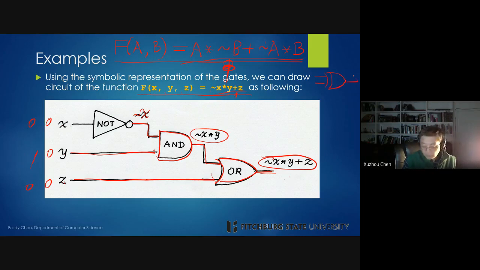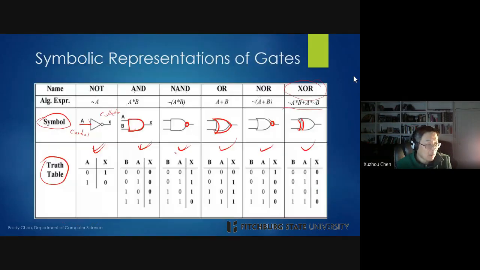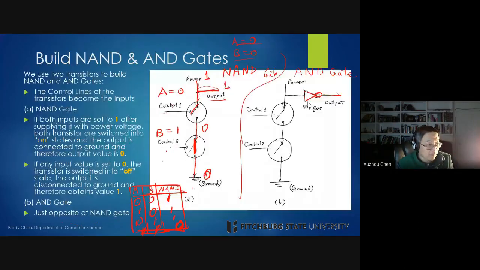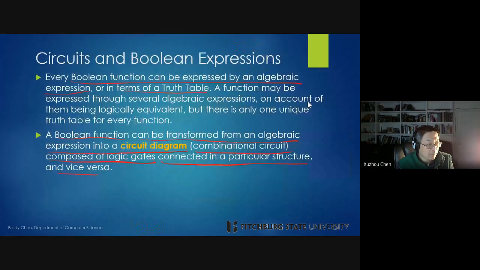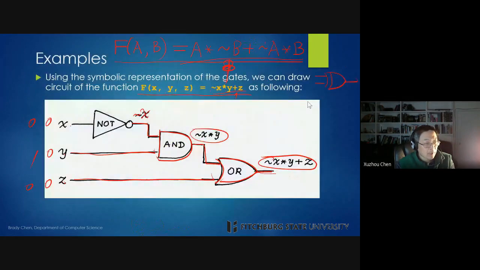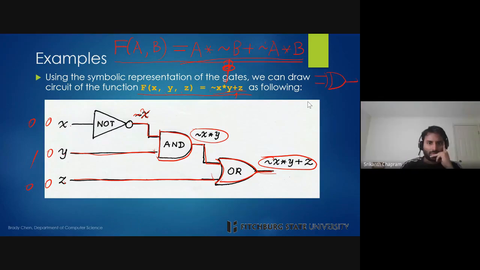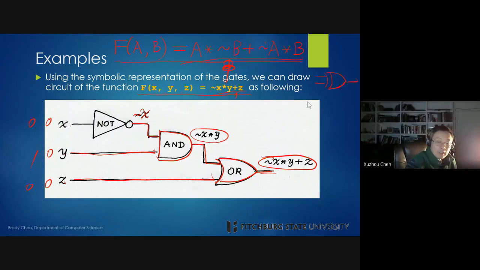Okay. Now, if you cannot remember this, let me go all the way back. This is the exclusive OR gate. So A, negation of B, and negation of A, B. Okay. Can you build this logical circuit using the symbols? Okay.